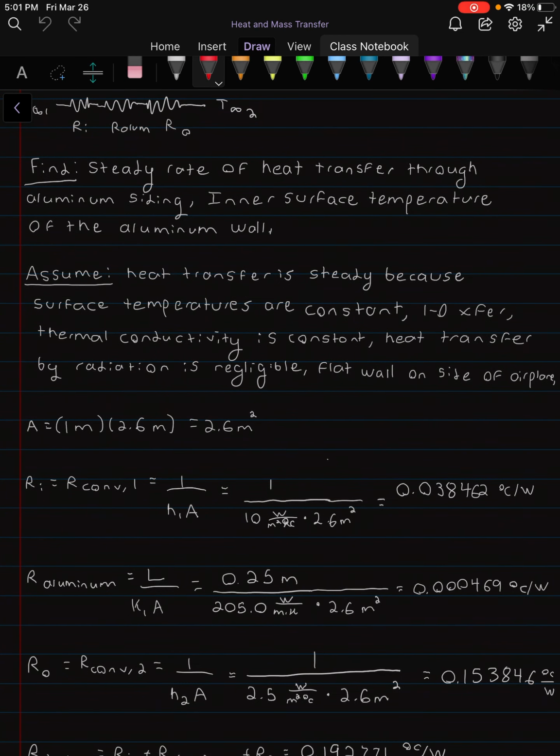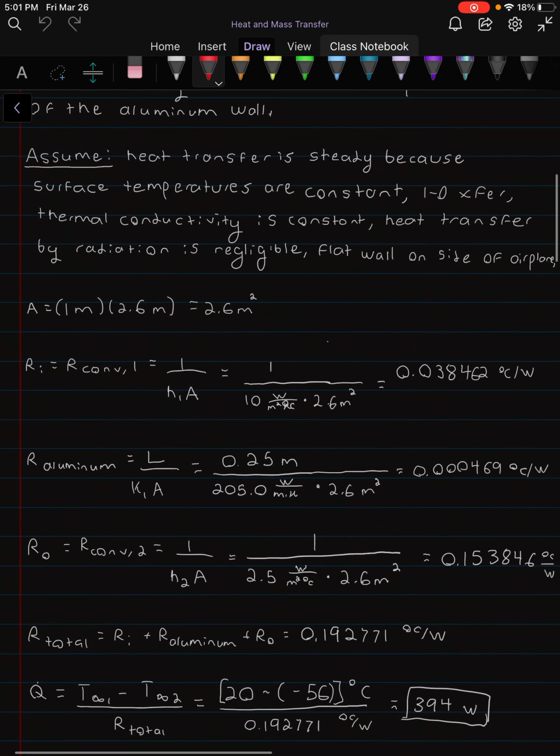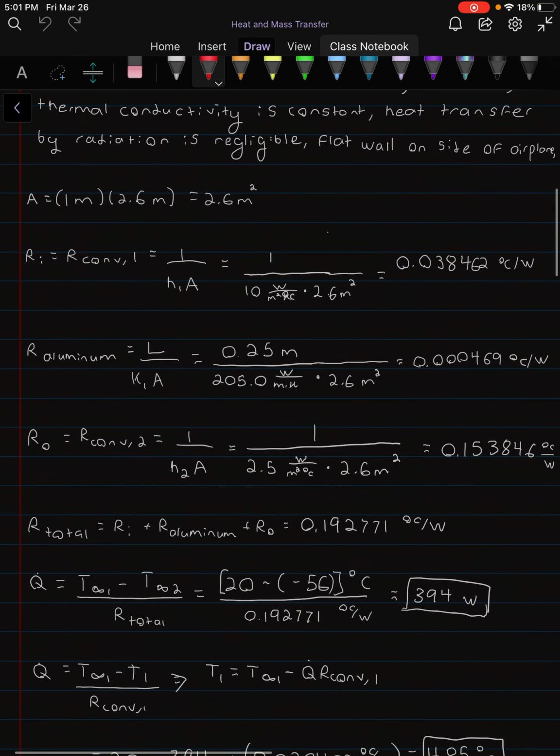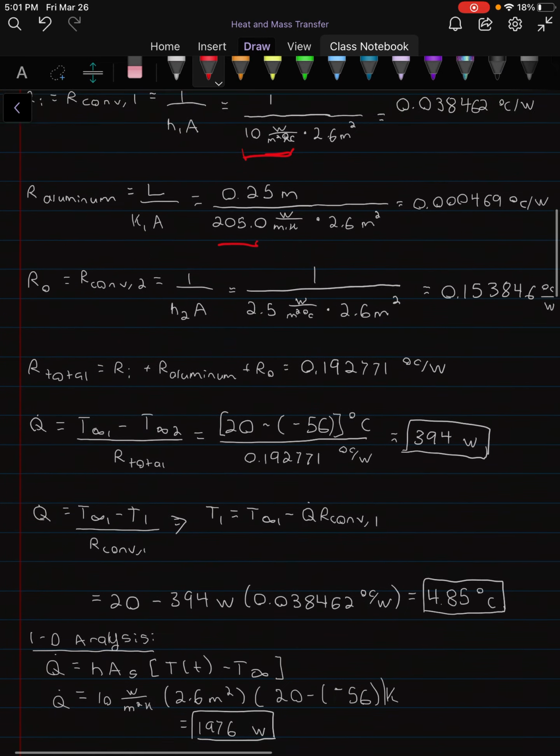So we have 1D transfer, thermal conductivity is constant, heat transfer by radiation is negligible, and there's a flat wall on one side of the airplane. So the area is 2.6 meters, so we first find our convection R1, that's 1 over H1A, we use the first H1, that's the H1 from the left side, and you get this value. Then our R of aluminum, again you use K instead of H, and then same with our R naught, or our R of the outside.